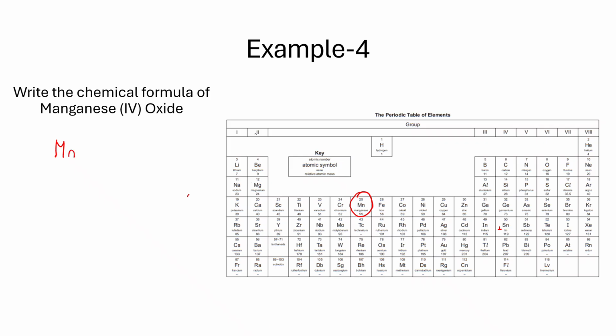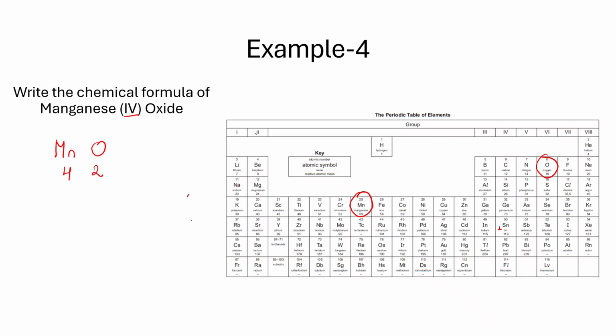The valency that is being shown in this specific compound is 4. So we write the 4 here. And the other element that's present is oxygen, which is present right here. And just like in the previous question, its valency is 2.